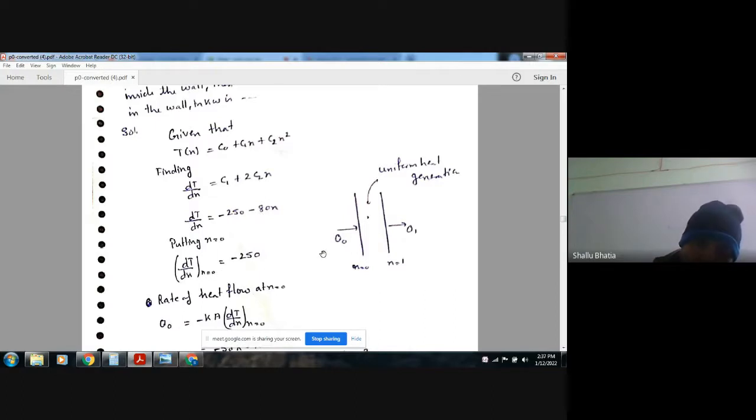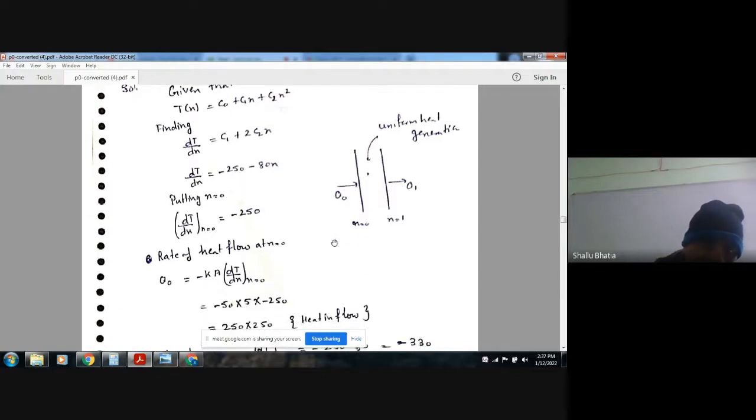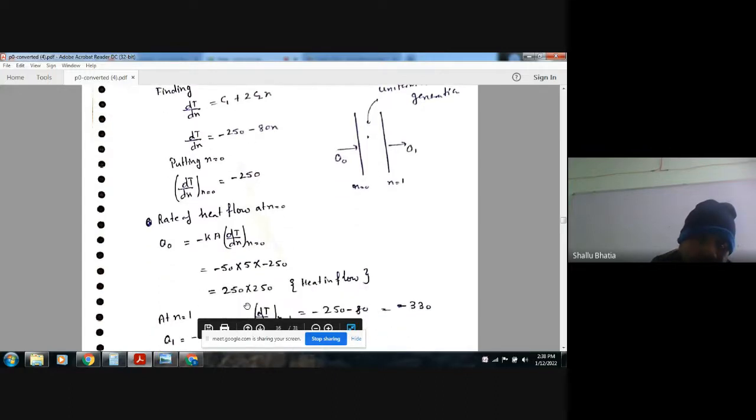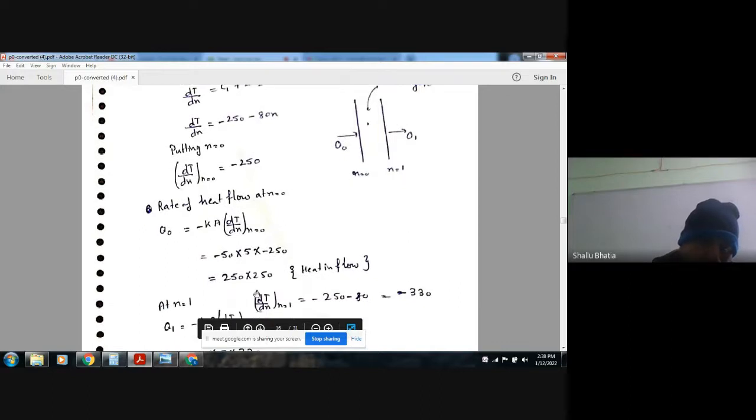From this we can find Q naught. Q naught is nothing but minus kA dT by dx at x equals 0, where k is 50 and A is 5, and dT by dx is minus 250. So the heat flow will be positive, in the positive x direction, so it will be in this direction. So it will be heat inflow.